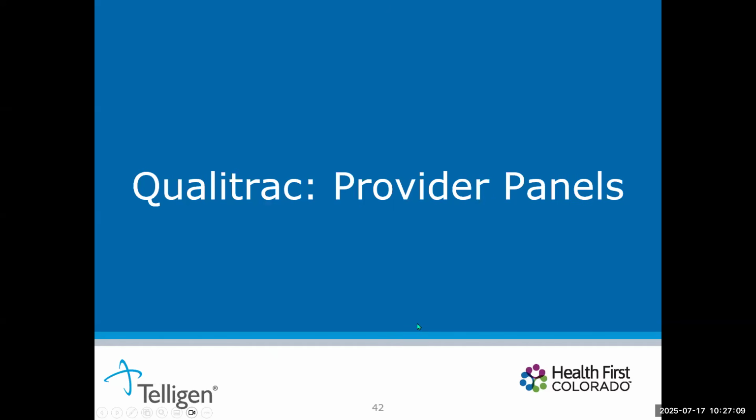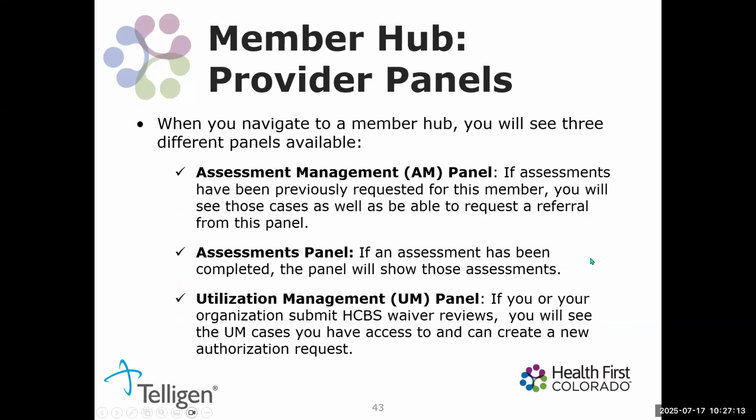So let's jump into what you're going to see in the provider panels once you search for your member. Once you've navigated to the member hub, again, member hub is equivalent to what an electronic medical record would call the patient chart. It's not an official EHR, so we call it our member hub. It's where we house individual members' information. You'll have 3 panels. I have these by importance, but utilization management is actually first when you log in.